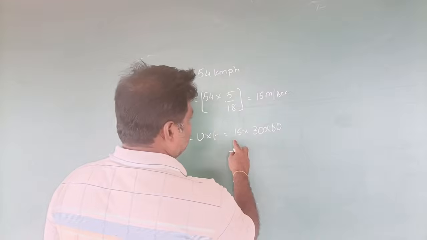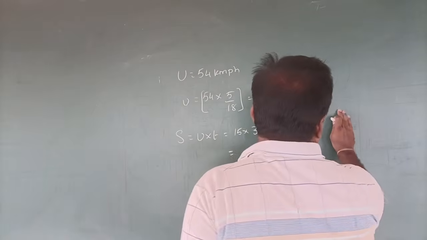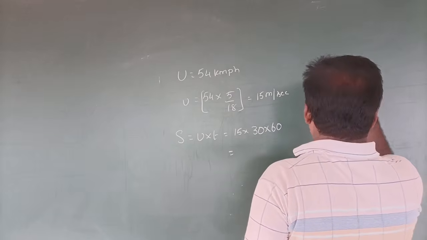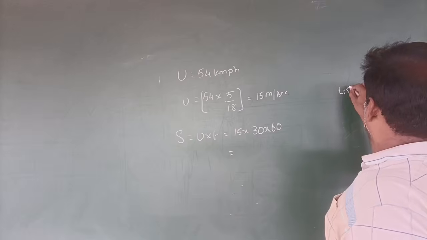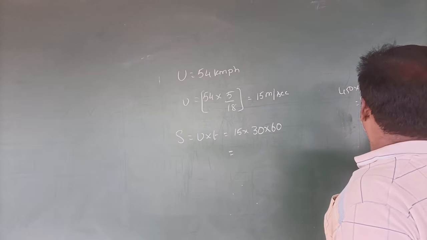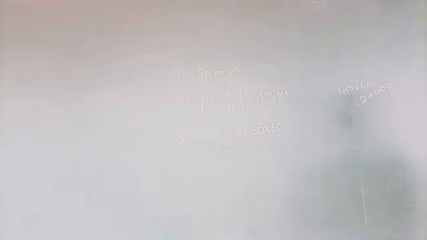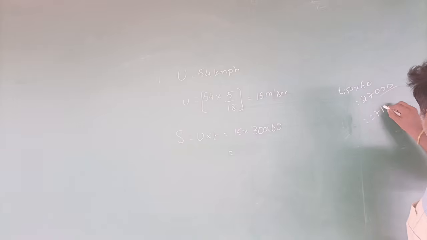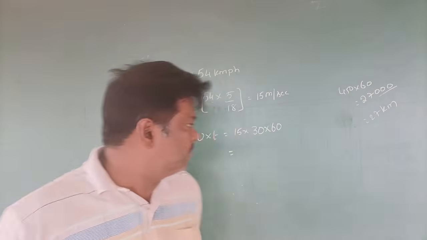So you will get 15 into 30 into 60, which is 27,000 meters. I mean 27 kilometers, right? 27 kilometers.